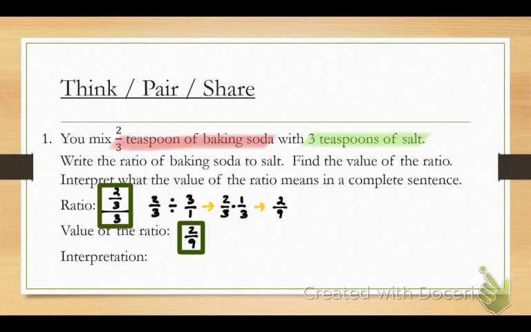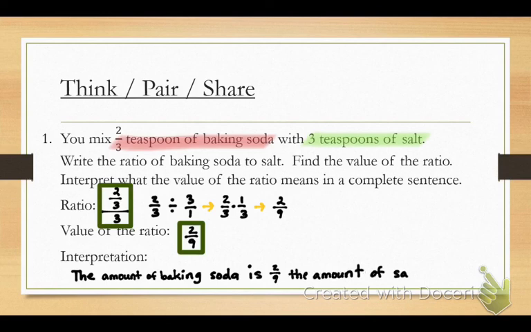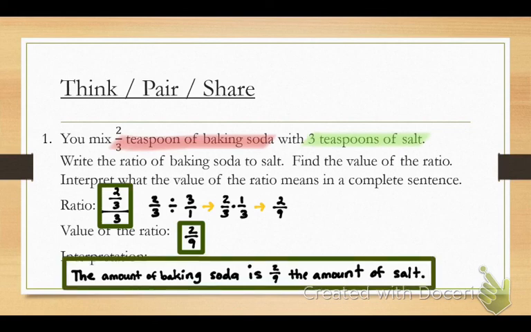So I want you guys to use the interpretation that you wrote on problem number 1 and see if you can come up with the interpretation for this think, pair, share problem. All right, was there anyone who came up with an interpretation? Reagan, what'd you get? I said the amount of baking soda is 2/9 to the amount of salt. That is perfect. Notice she said the amount of baking soda. That was the first object we have there, okay? So she said the amount of baking soda is, and then she took our value of the ratio, 2/9, the amount of salt, which was the second quantity that we were comparing.